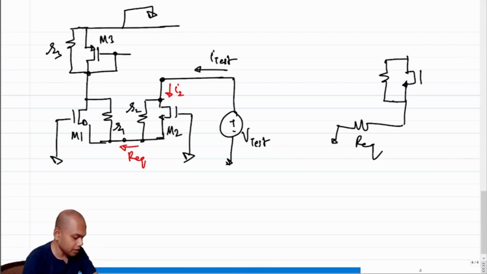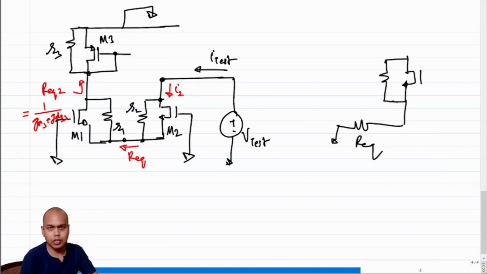In the earlier examples, while trying to find out R equivalent, we saw that this node was grounded, right? But in this case, the drain of M1 is not grounded, so we have to figure out what the resistance looking up is. Let's call this R equivalent 2. So what will R equivalent 2 be? Clearly M3 is a diode connected transistor, so R equivalent 2 is 1 over GM3 plus GDS3, right? And as we have talked about multiple times, we can neglect GDS with respect to GM. So this is approximately equal to 1 over GM3.